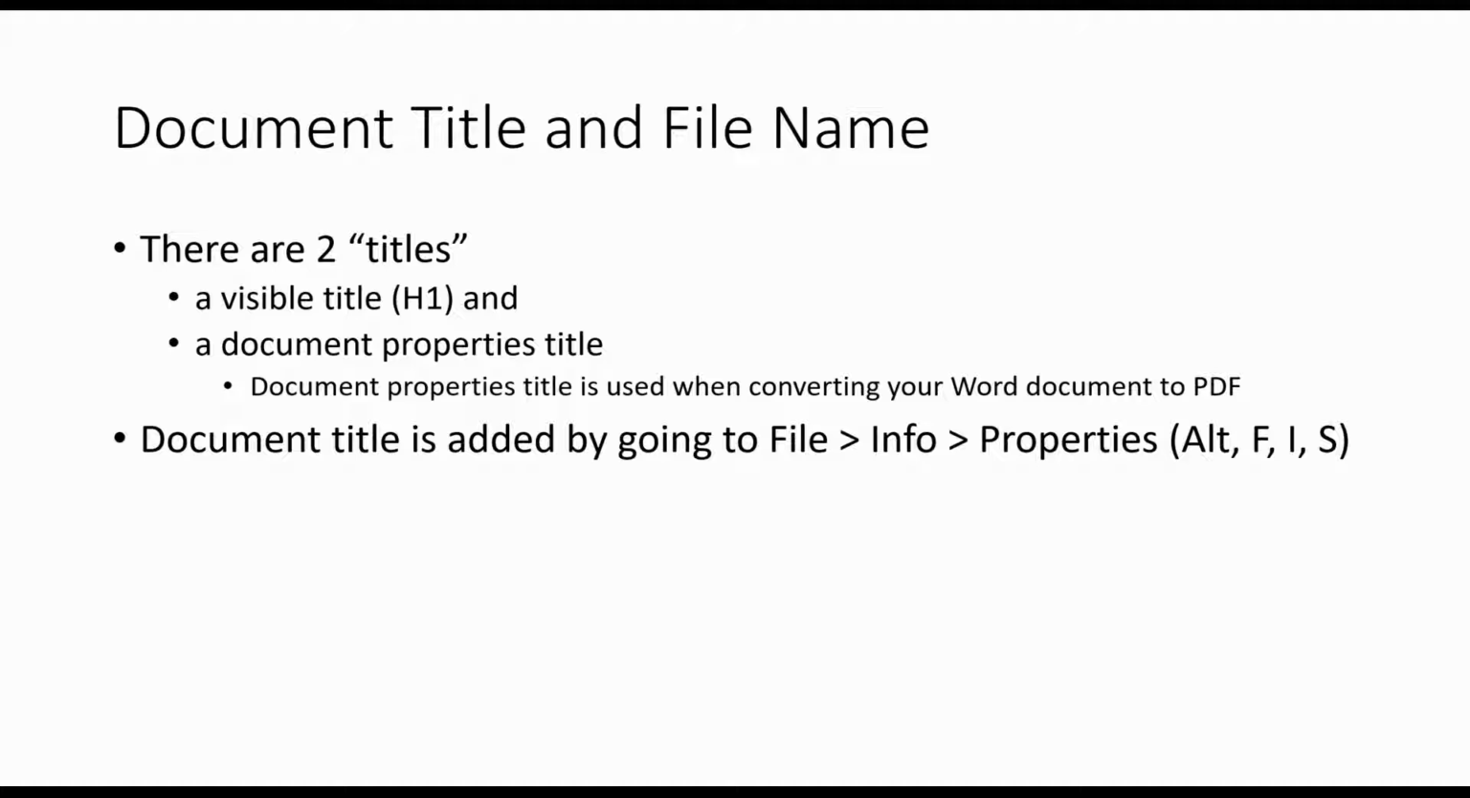There are really two titles in a document. The visible title, which is inside the document, which is your H1 tag at the very top. And then in the properties of the document, you can also create a title in Word. I'll show you how to do that in just a moment, by going into File, Info, and then Properties. The short code for that on the keyboard is Alt-F-I-S.